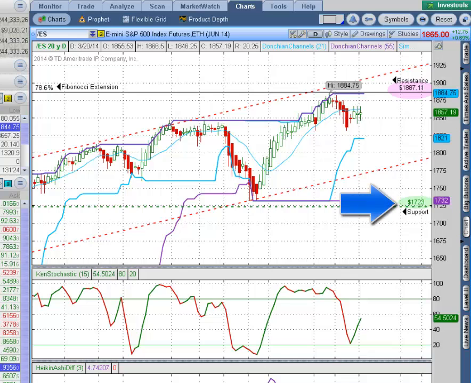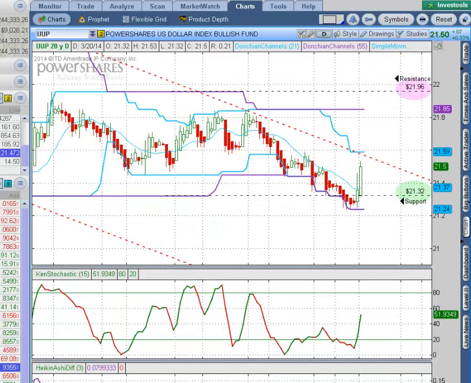Support is at 1723 as seen by the green oval, and resistance is at 1887 as seen by the pink oval. The US dollar jumped up again today. Price closed above the support line for the second day at 21.32. This is highlighted by the green oval. The US dollar remains in the downward channel, highlighted by the red dashed lines. Resistance is at 21.96 as seen by the pink oval.